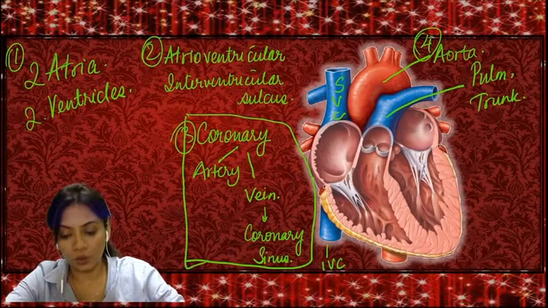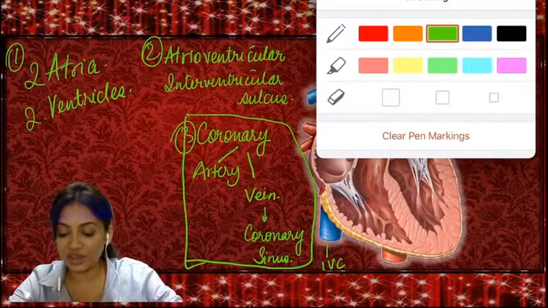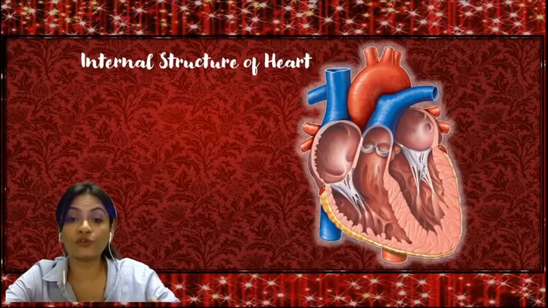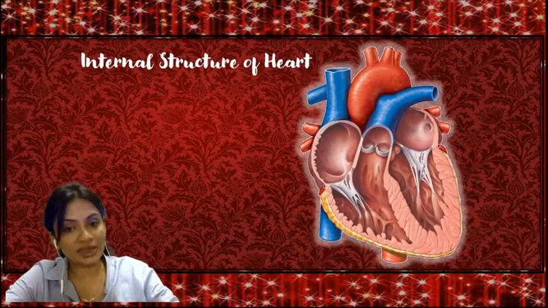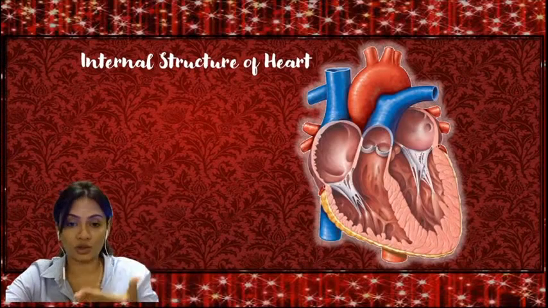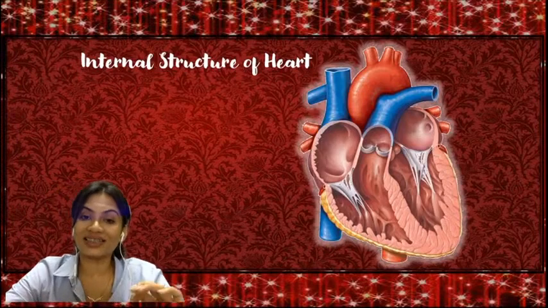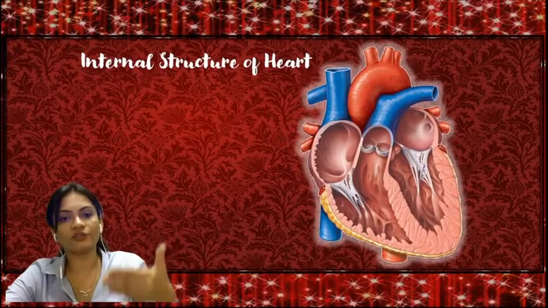Alright, now let's start with the internal structure of the heart. We will continue a major part of this tomorrow, so let's just give it a slight briefing. Now, talking about the internal structure of the heart, to view it from inside, the first thing we need to do is take a cross section. So this figure on your screen is showing a cross section of the heart.